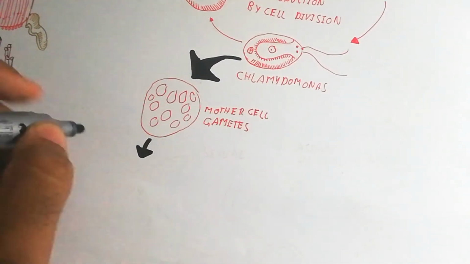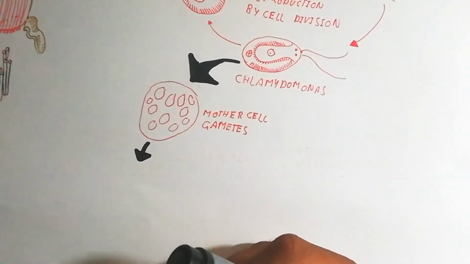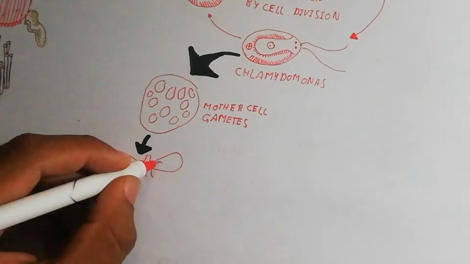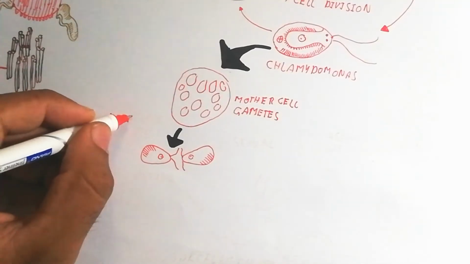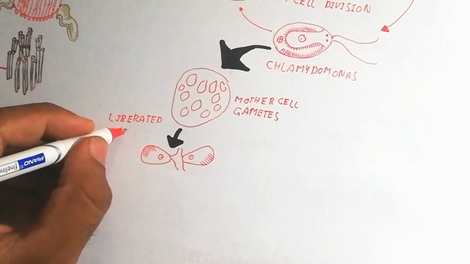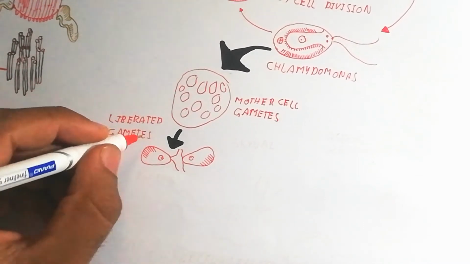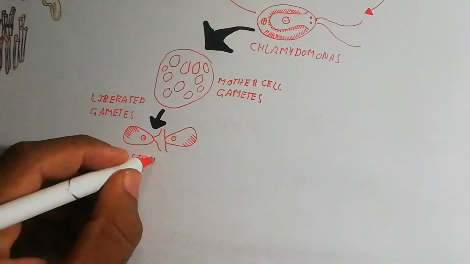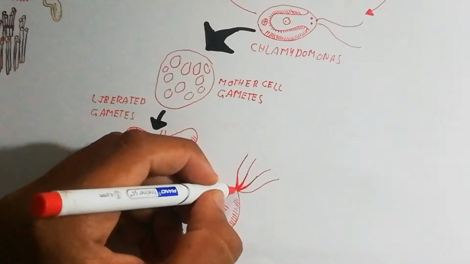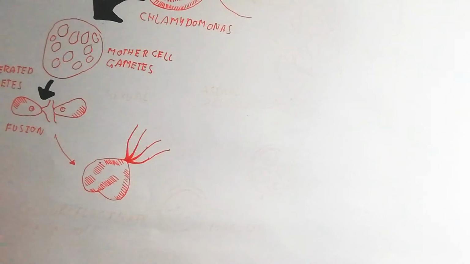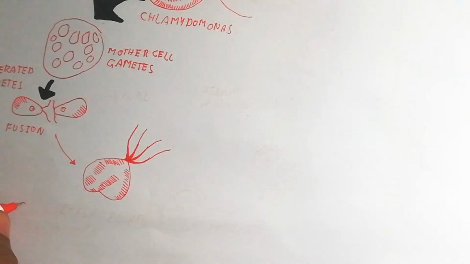On the other hand, we will discuss the mother cell and gametes, the liberated gametes which are produced by meiosis. As a result of meiosis, female and male gametes are produced. The male and female gametes are isogamous because both are equal to each other and do not differentiate from each other as female and male.